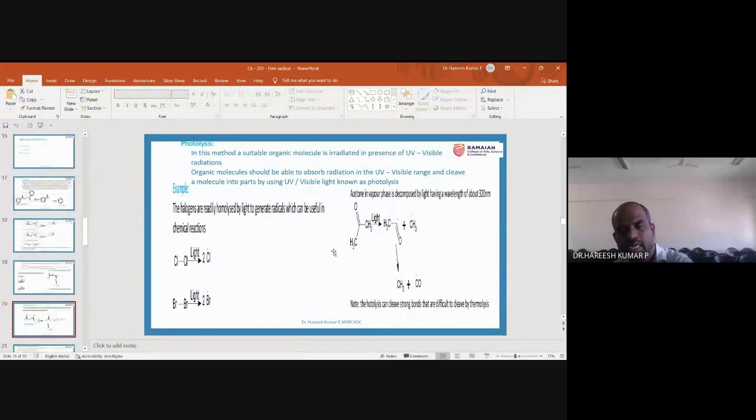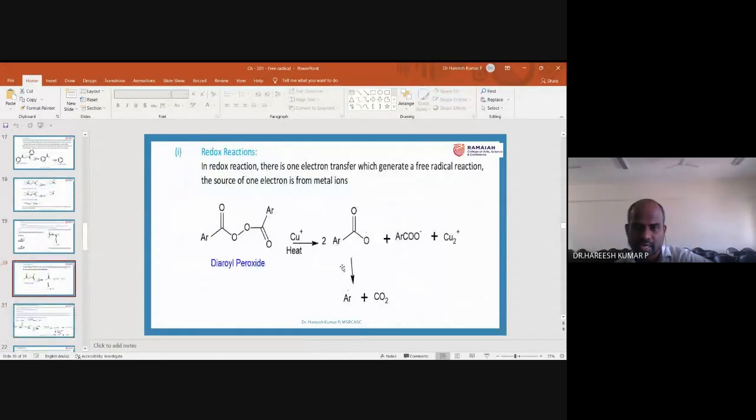And the redox reactions. Redox reaction means oxidation and reduction are happening. So copper is converting into copper 2 plus by giving an electron. That electron is used to break the diaryl peroxide, giving rise to an aryl carboxylate radical. This aryl carboxylate radical undergoes homolytic cleavage here, giving rise to a neutral product and then an aryl radical. So this is about the generation of free radicals.